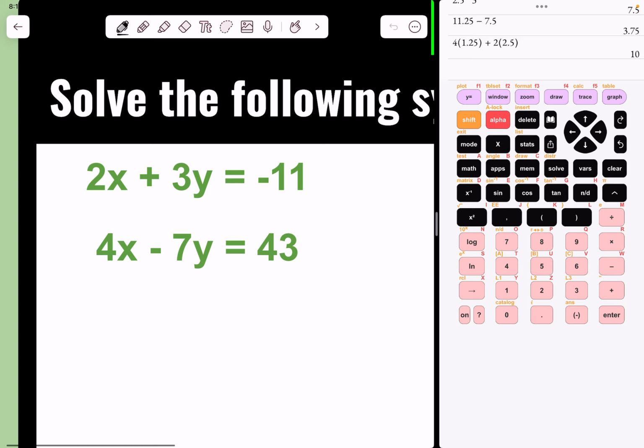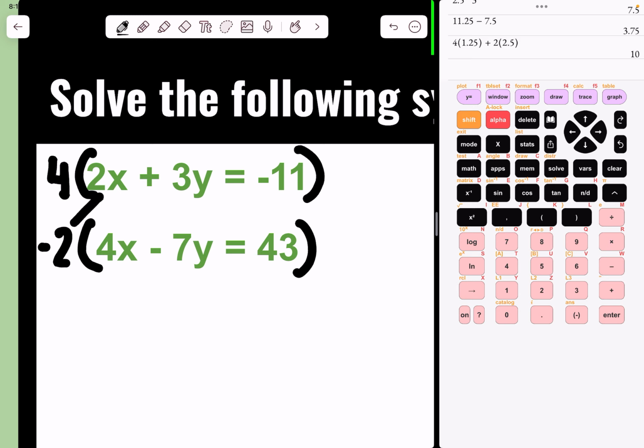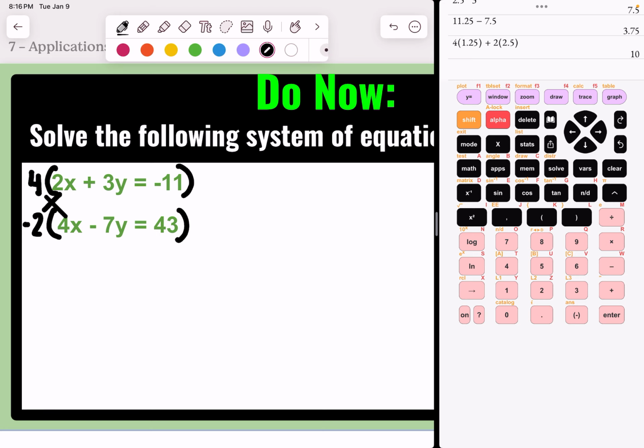So I'm going to multiply the top equation by 4, the bottom equation by 2, and I'll make one of them negative. Usually I like to make the bottom one negative. All I did was this crisscross thing where I multiplied the top equation by the bottom equation's coefficient, and then I multiplied the bottom equation by the top equation's coefficient. So let's do that now.